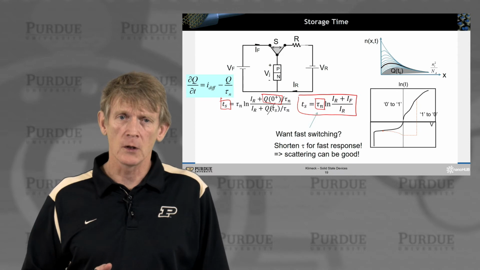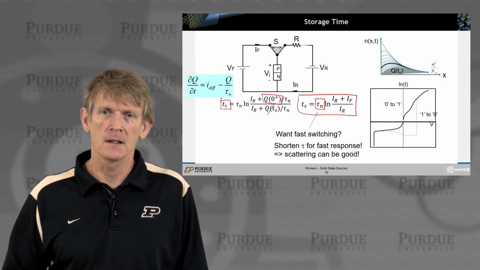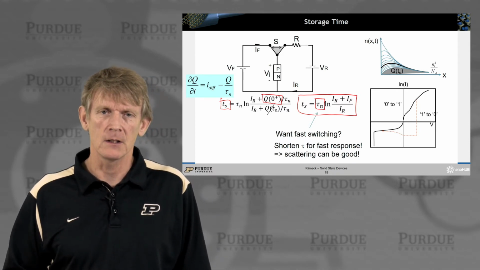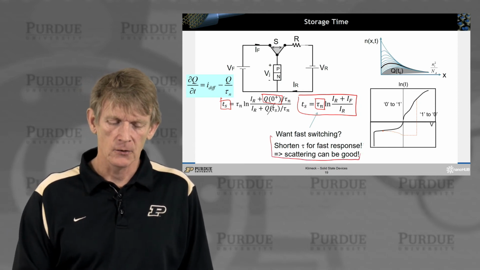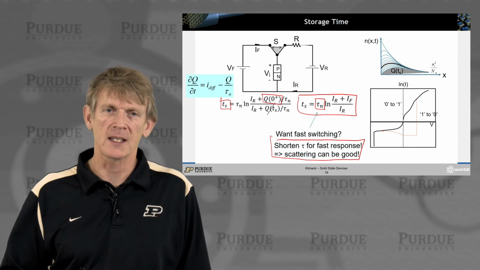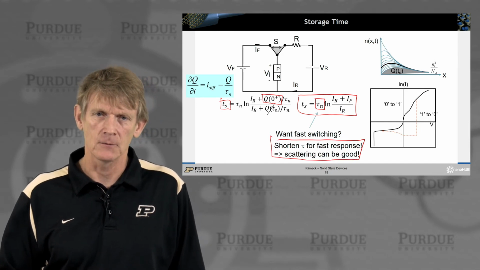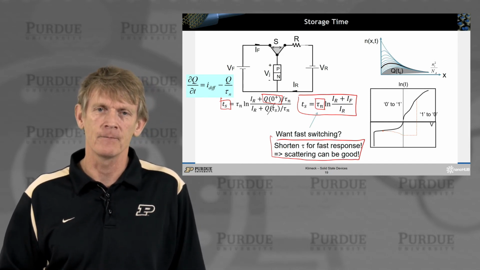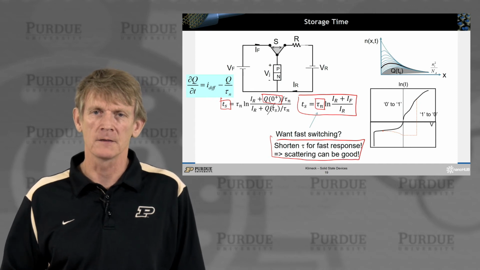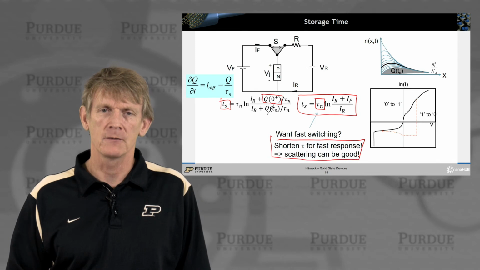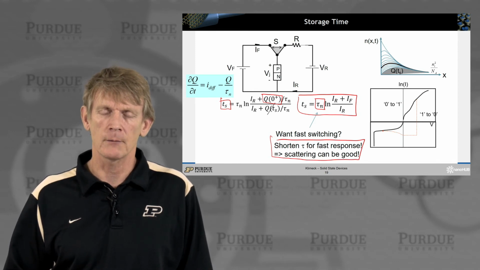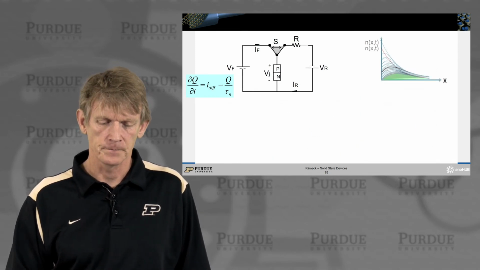So, if you want fast switching in a diode like this, maybe you need it for switching, what you need to do is shorten tau for a very fast response. So scattering can be a good thing sometimes. Okay? It depends on the application that you're interested in. We often think of the minority carrier lifetime scattering being a bad thing, but if you want to switch this kind of device rapidly, it could be a good thing.